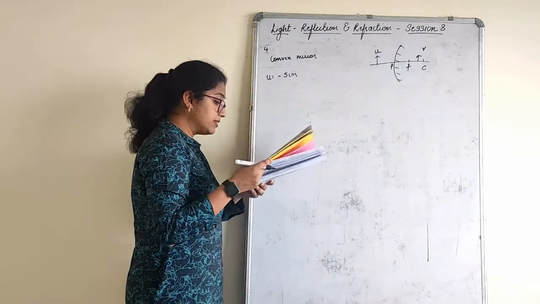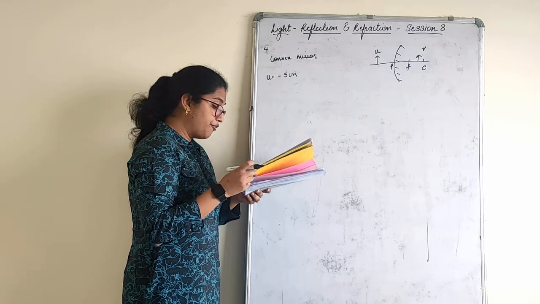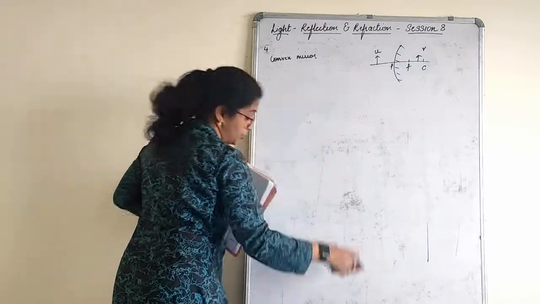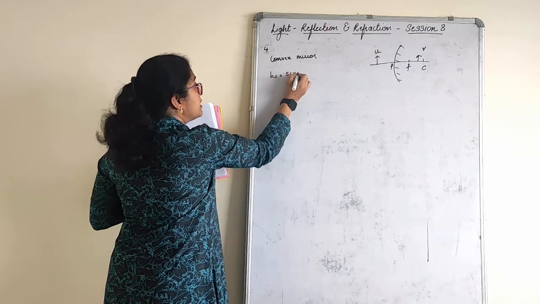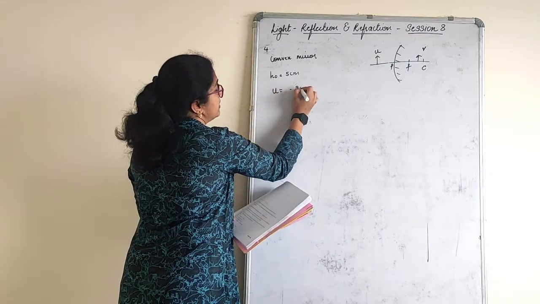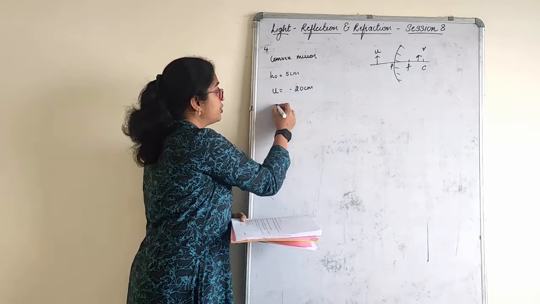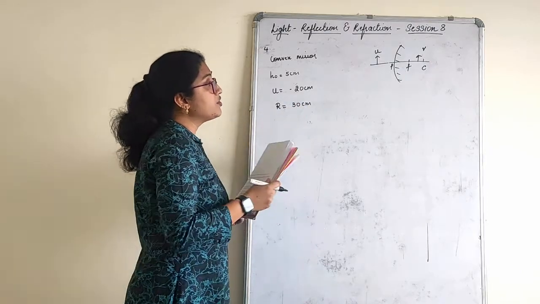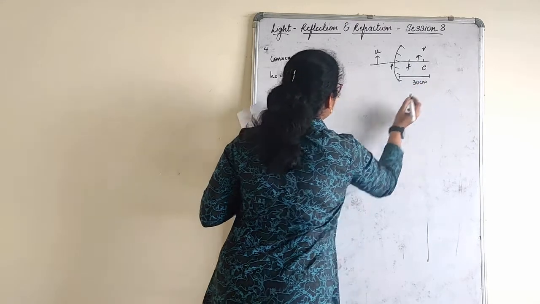An object 5 centimeter is placed at a distance of 20 centimeter in front of a convex mirror of radius of curvature 30 centimeter. An object 5 centimeter, this is height of the object, children. Placed 20 centimeter in front of the convex mirror, yes, minus 20 centimeter. Radius of curvature. What is radius of curvature? This is radius of curvature 30 centimeter.